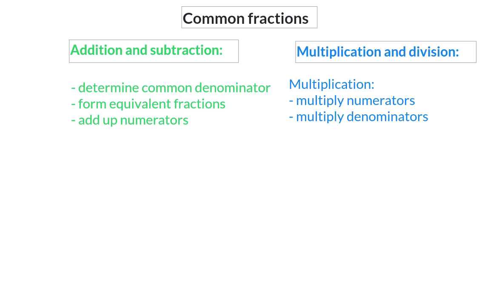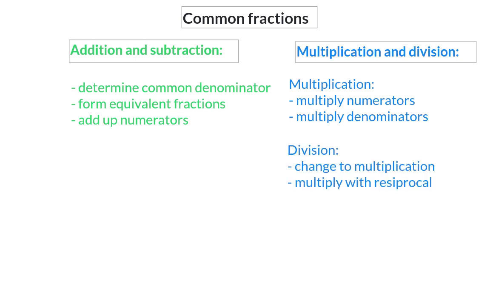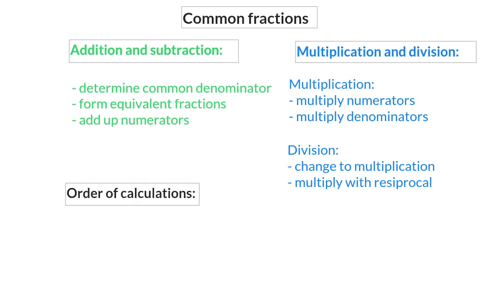And when you have a division sign, you will change it to multiplication and then multiply with the reciprocal. Then you also need to remember your order of calculations. Always first start doing the brackets, then you multiply and divide, and then you add and subtract. Let's go and have a look at some mixed examples.